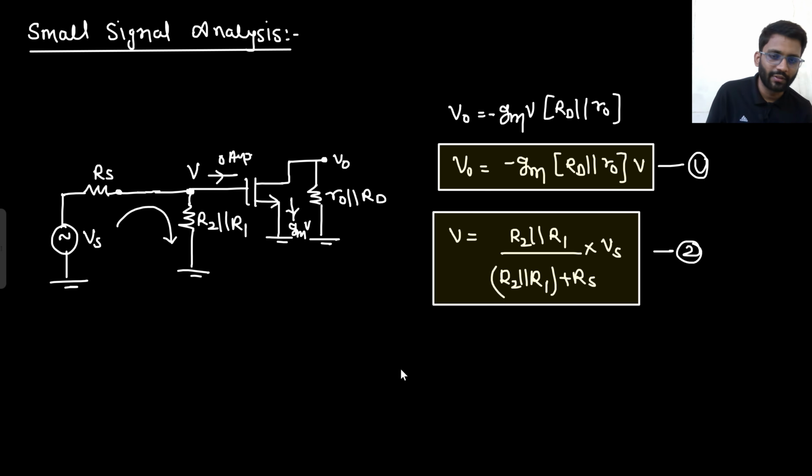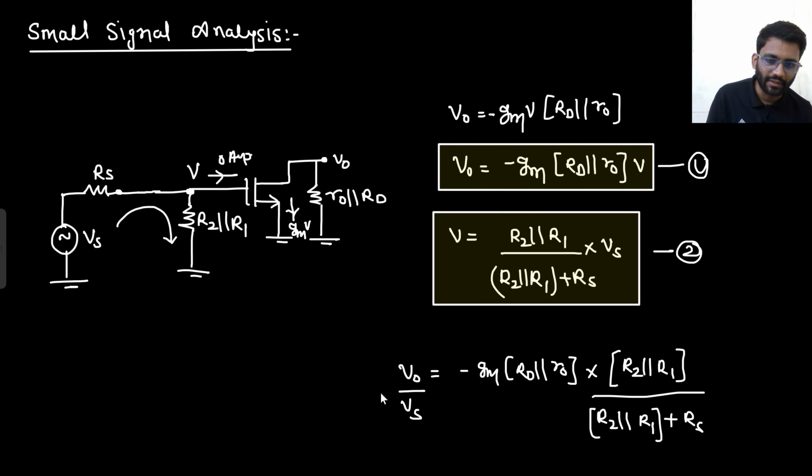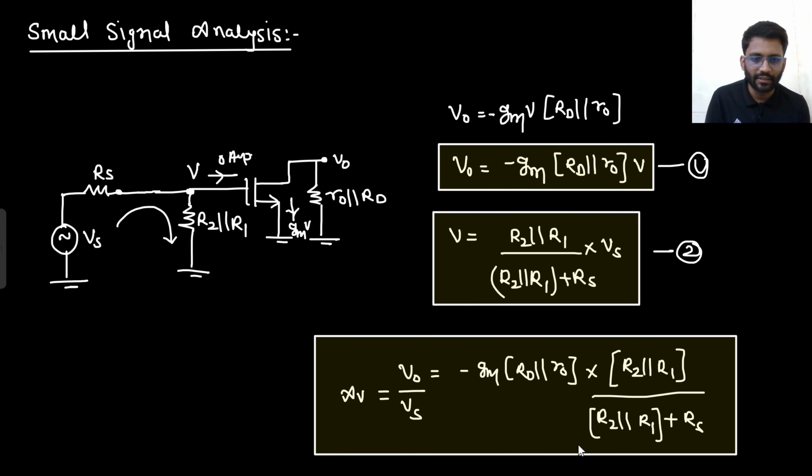So what will be your V naught? V naught will be minus gm RD parallel R naught into R2 parallel R1 upon R2 parallel R1 plus RS into Vs, and if you are writing the gain, this Vs will come here. This is your small signal gain. So it is the same as the previous one. The difference is this factor.